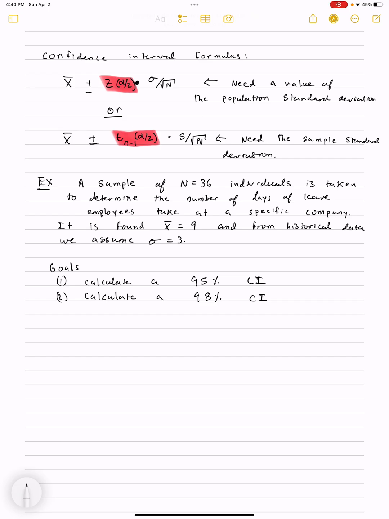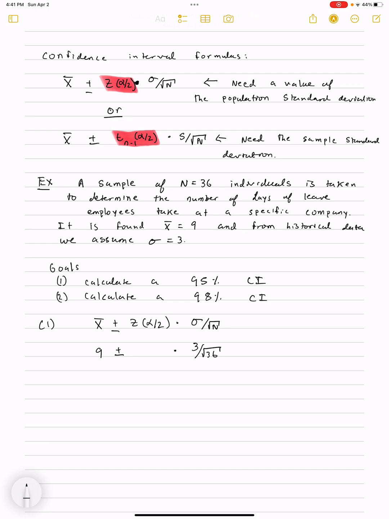Because I'm given an estimate of the population standard deviation from historical data, I'm given a value of the population standard deviation to use. So let's answer the first question, and we're just going to use this formula, x bar plus or minus z of alpha over 2 times sigma over root n. If we plug in the given information, we know that x bar is 9. We add and subtract this z sub alpha over 2 times the sigma, which is 3, divided by root 36. The only thing left to do is to calculate z sub alpha over 2.